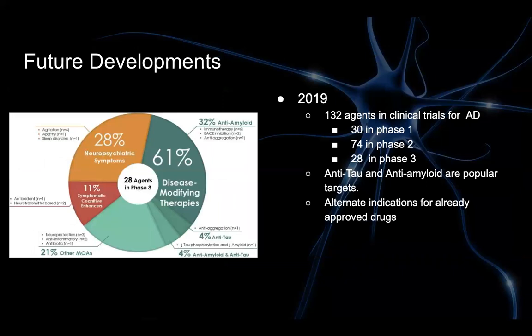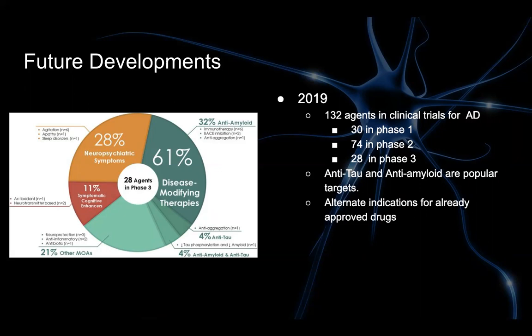As of 2019, there are 132 agents in clinical trials for Alzheimer's disease that are beyond the scope of these symptom-treating cholinesterase inhibitors and NMDAR antagonists. 30 of these are in phase 1, 74 are in phase 2, and 28 are in phase 3. Of the 28 in phase 3, 3 are symptomatic cognitive enhancers, 8 target neuropsychiatric symptoms, and 17 of these are disease-modifying therapies.